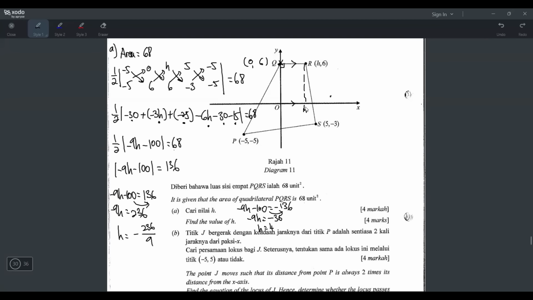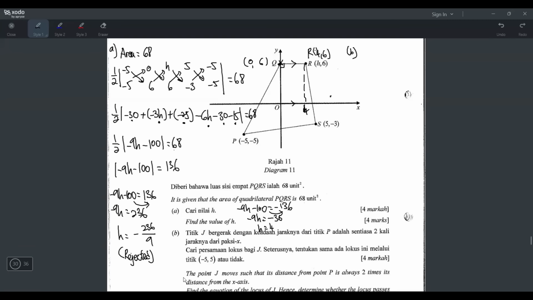Okay, but since your h is here, which is at the right side of the x-axis, then definitely it should be a positive number, right? So I'll just write here rejected. Because the h cannot be negative, it must be 4. So it means point R is 4, 6. Then only it's logical, right? The h must be positive. So this is 4 actually. Okay, so we're done with question A, let's do B.